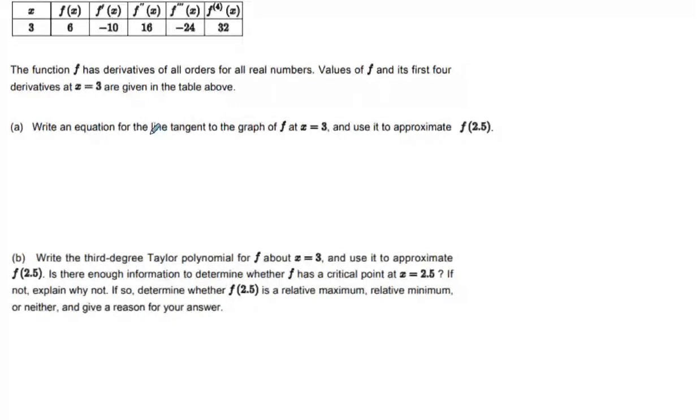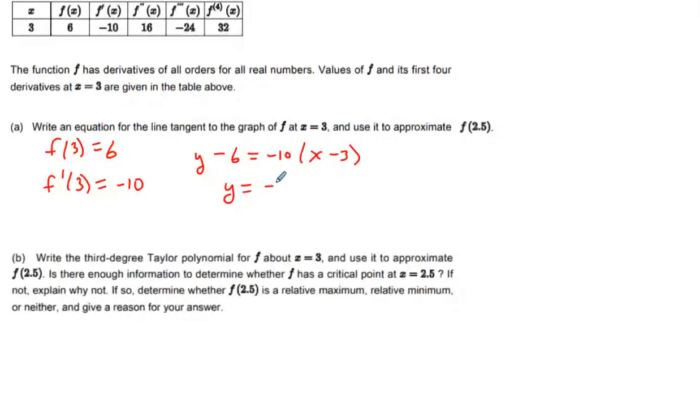approximate a value. Well, what we know about tangent lines is that what we need is a point. So we need to know what f of 3 is. Well, f of 3 is 6. We also need to know what its derivative is, and the derivative at 3 is negative 10. That combined with the single point, well, that's it. All we need is y minus the y value, so y minus 6 is equal to the slope, x minus the x value, and you could stop there.